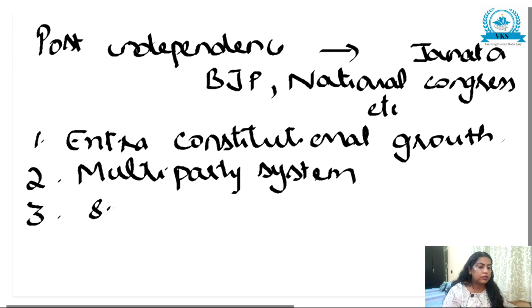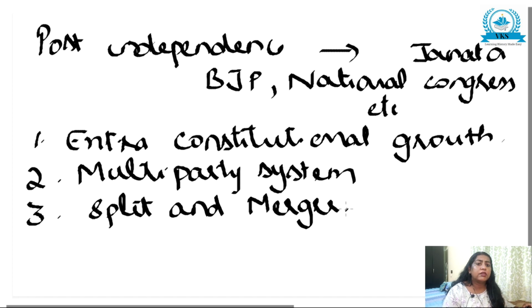Now the third one is split and merger. Split and merger is a very common thing in the Indian party system. Sometimes one party will be split into two, or some will be merged into another.